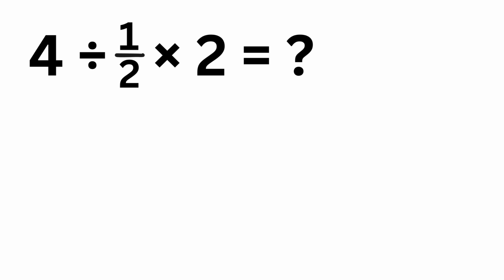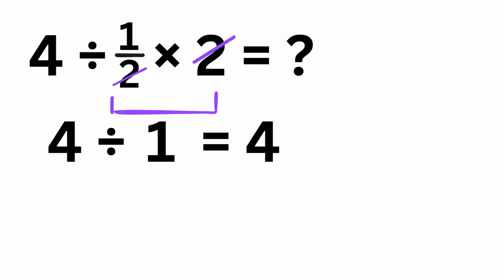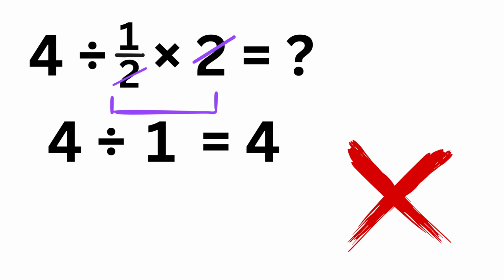4 divided by 1 over 2 times 2. We can cancel this 2 and this 2, which will give us 1. And then 4 divided by 1 gives us 4. But this answer is incorrect.